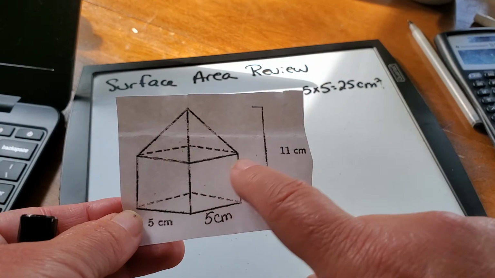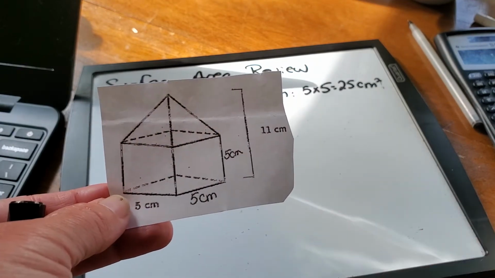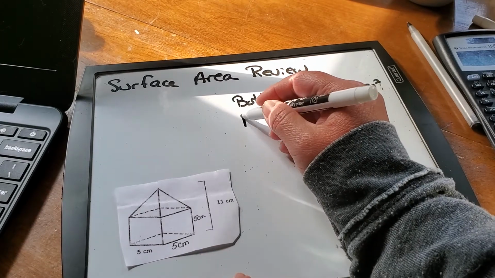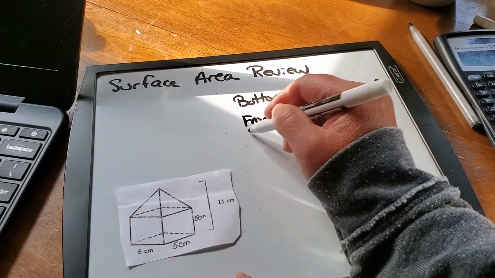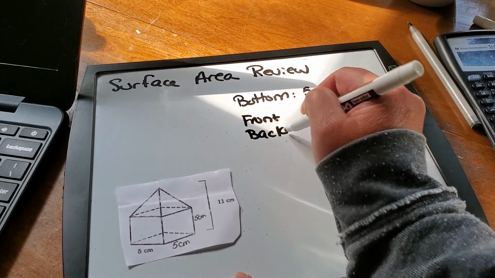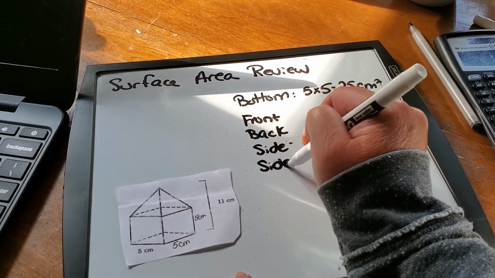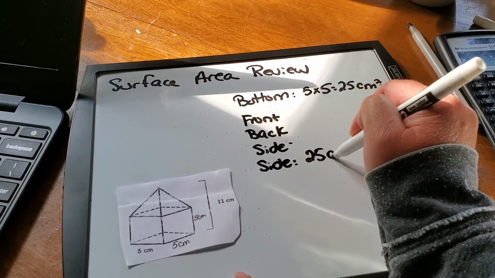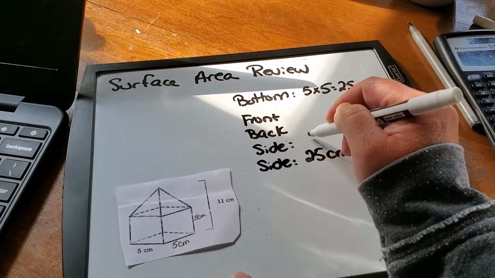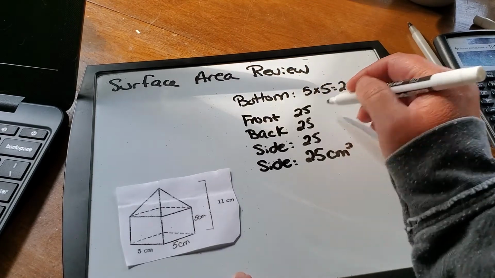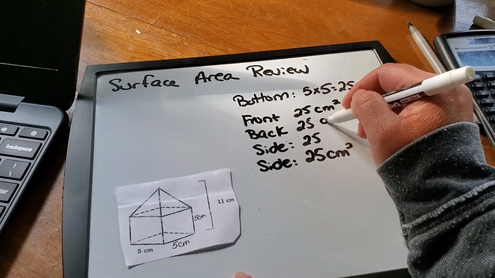But look at the sides of this cube. They're all going to be 5 by 5 also. The front, the back, the 2 sides. They're all going to have an area of 25 square centimeters. They all measure 5 centimeters by 5 centimeters.